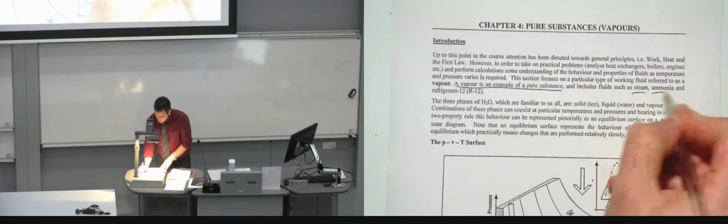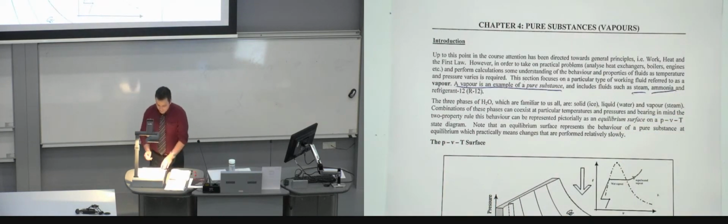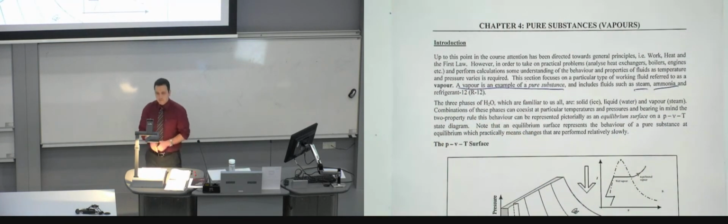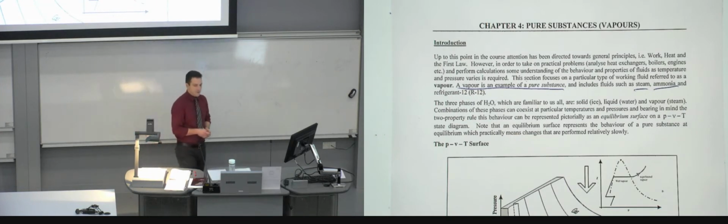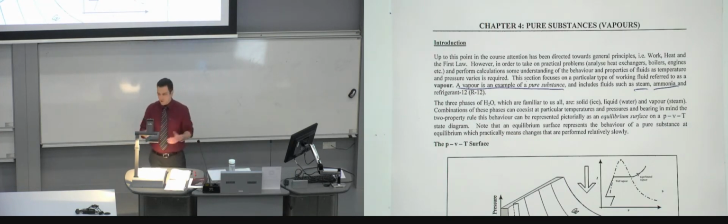Then we have ammonia and refrigerant 12, or R12. These are quite common. These are used in a lot of different cycles, and for example, R12 is the one that you would use in a fridge, in that sort of cycle, or any sort of cooling cycle.